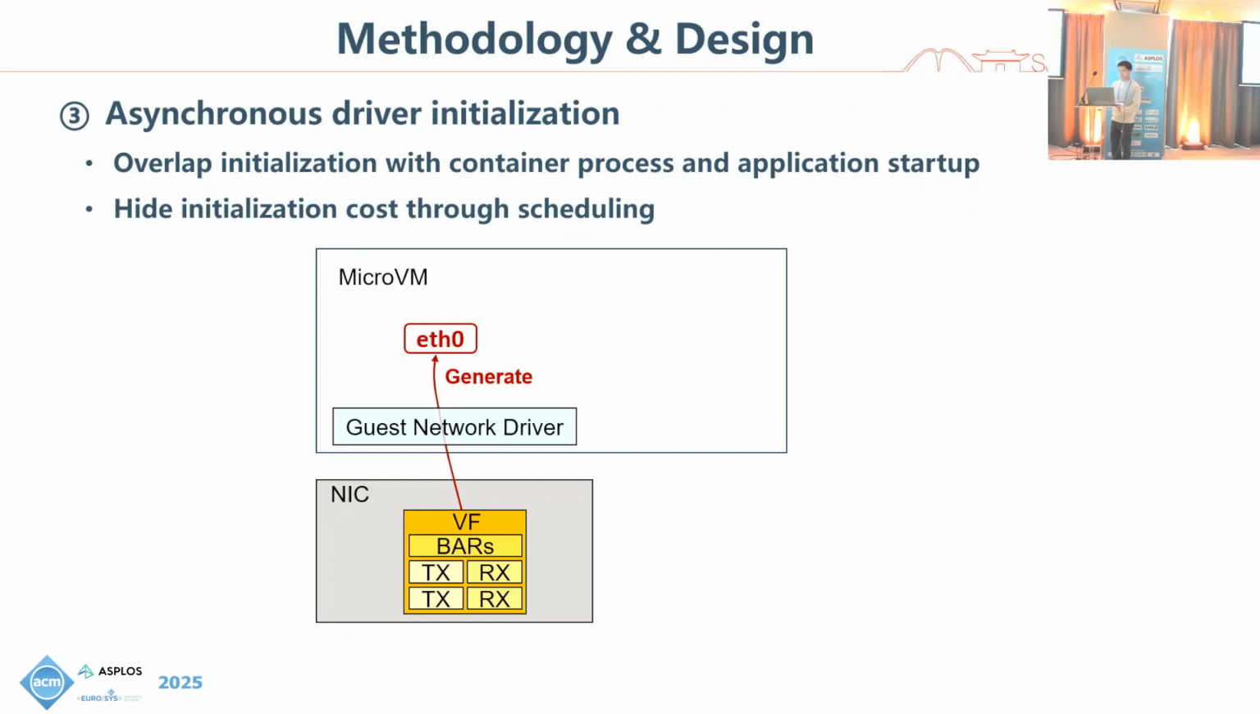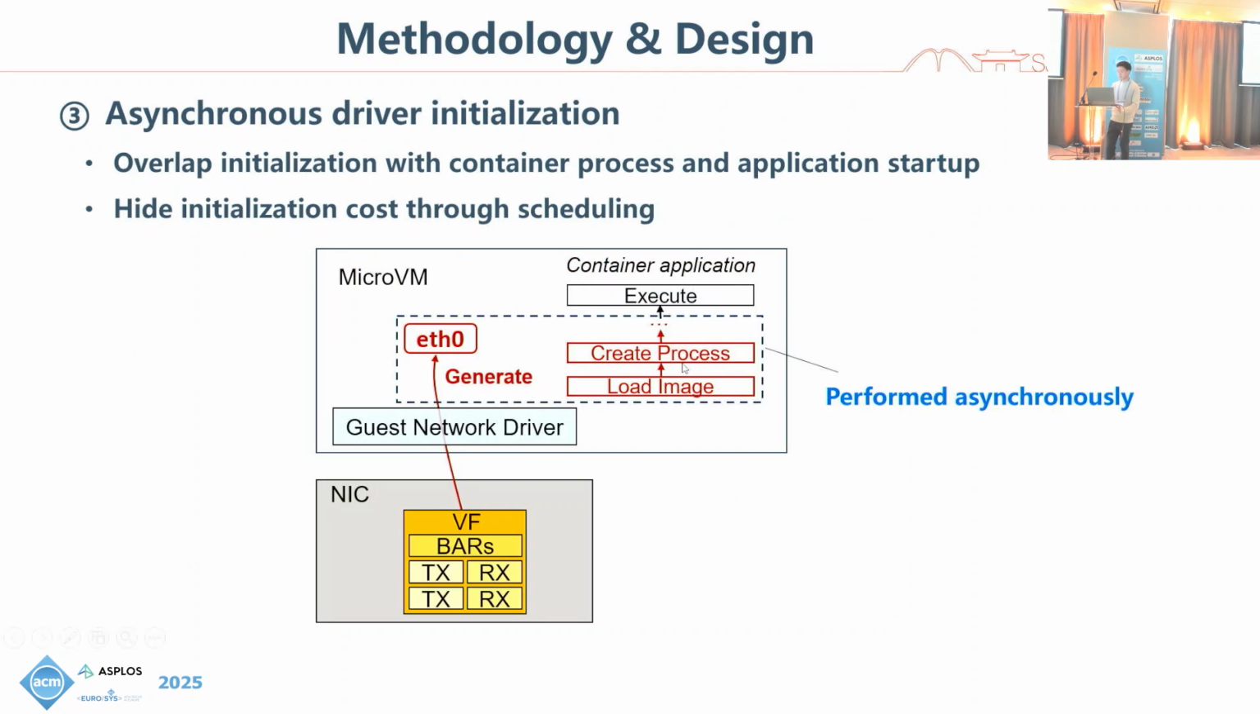And finally, our design uses an asynchronous driver initialization mechanism to overlap the time that the guest network driver takes to generate the Linux network interface inside the micro virtual machine. We overlap this initialization process with the subsequent startup stages, and particularly the startup of the container application inside the micro virtual machine. This overlap is possible because the generated Linux network interface is not used until the container application actually starts running, and it is independent of the subsequent startup stages.